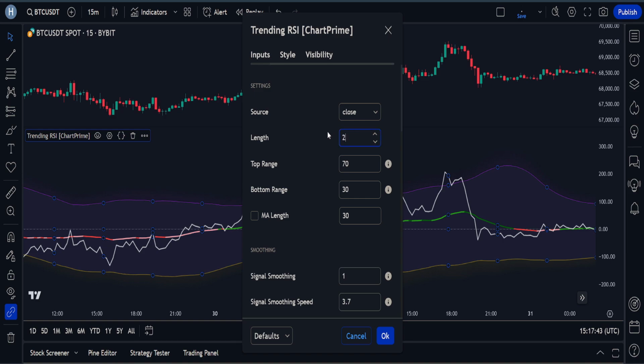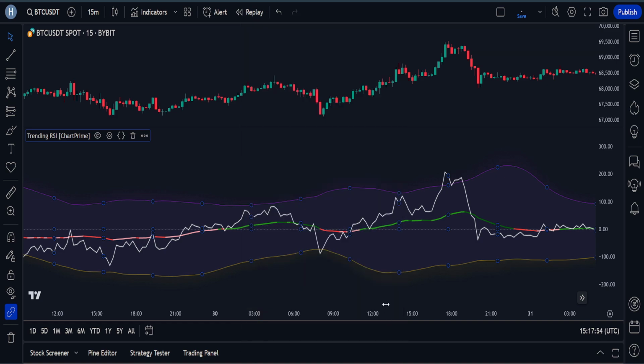First of all, change the length to 20. Then reduce the top range value to 60. After that, increase the bottom range value to 40. These are going to be all the changes we will do. So click OK to apply these settings.